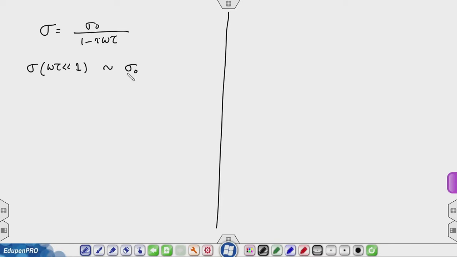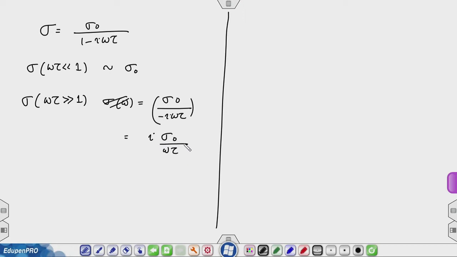And the other regime I have is sigma for omega tau much greater than 1, and this means sigma omega, I have already written sigma omega, is equal to sigma naught over minus I omega tau, which is equal to I sigma naught over omega tau. So, let me again ask you a question. For omega tau much greater than 1, sigma omega is purely imaginary.